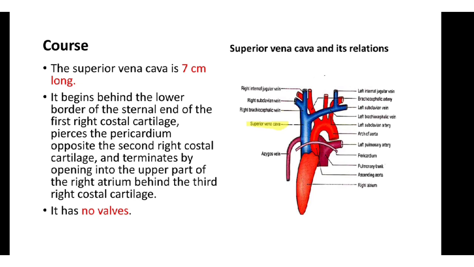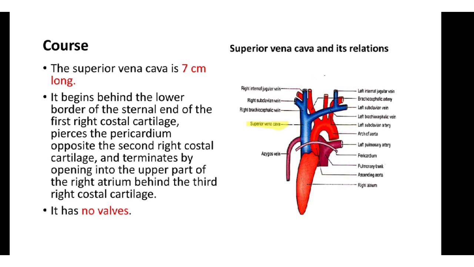Course of superior vena cava. Superior vena cava is 7 cm long. It begins behind the lower border of the sternal end of the first right costal cartilage, pierces the pericardium opposite the second right costal cartilage, and terminates by opening into the upper part of the right atrium behind the third right costal cartilage.